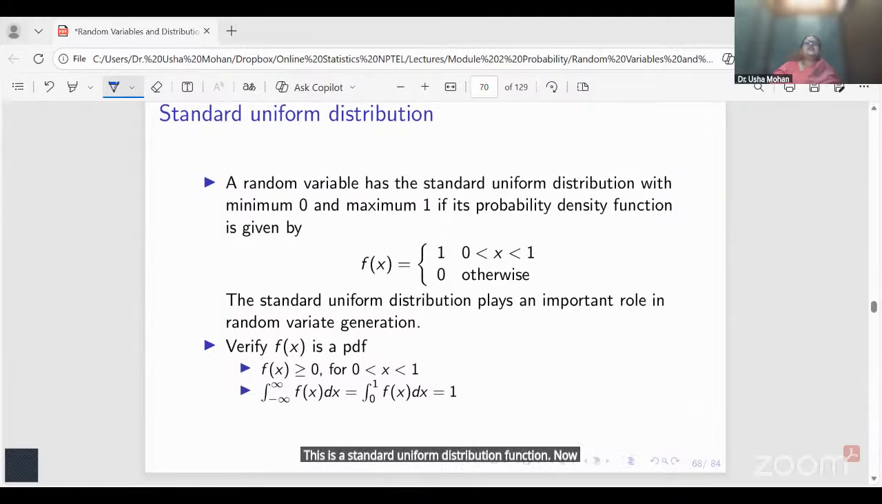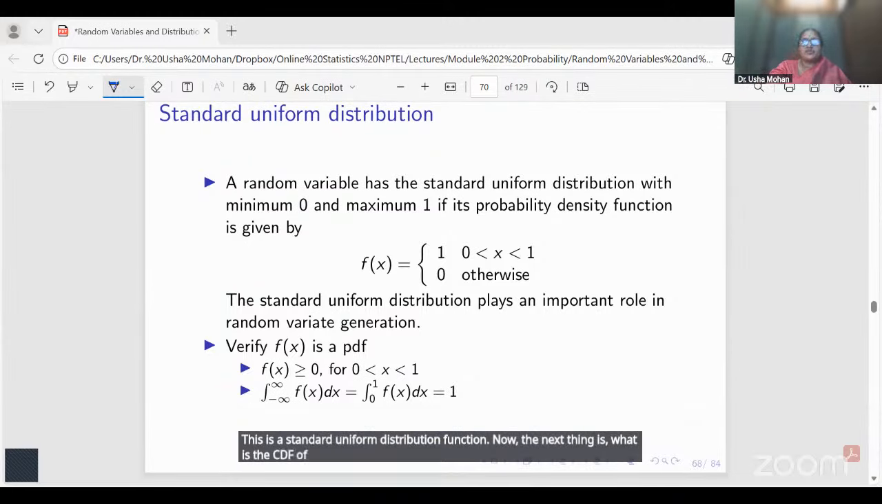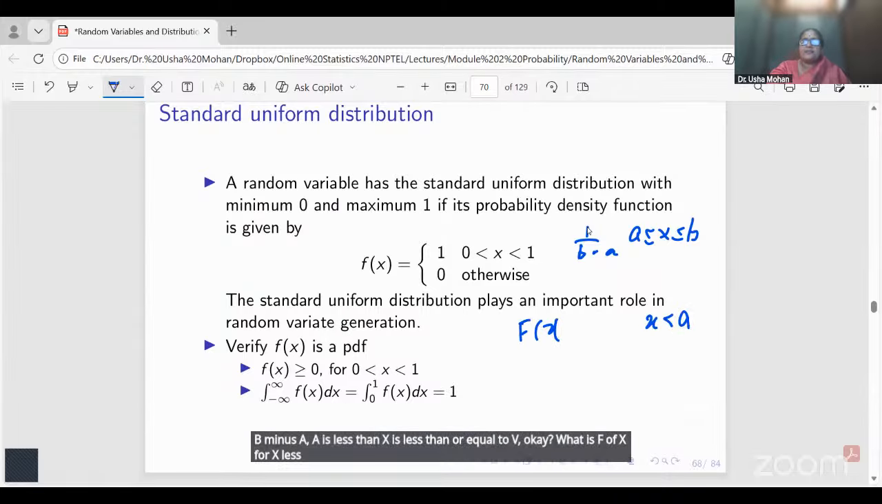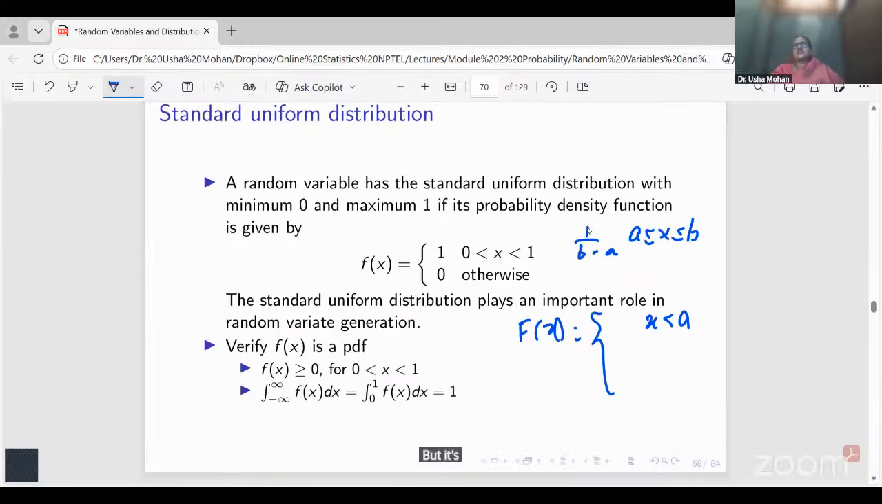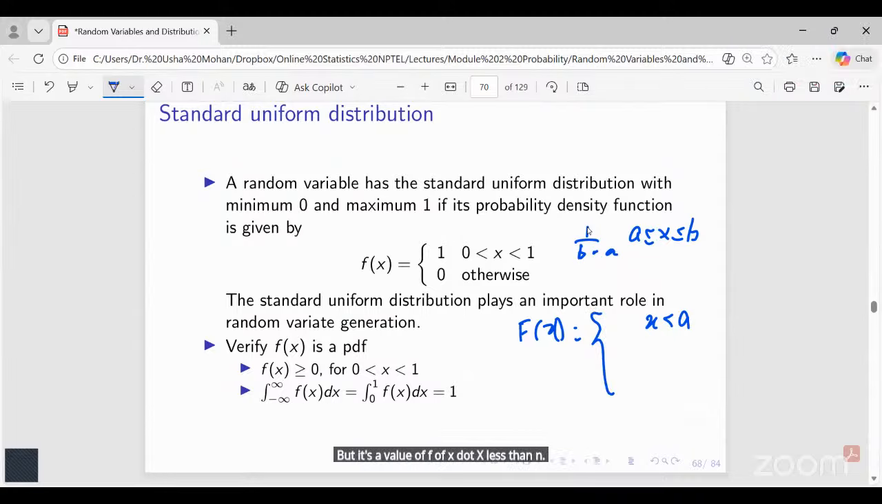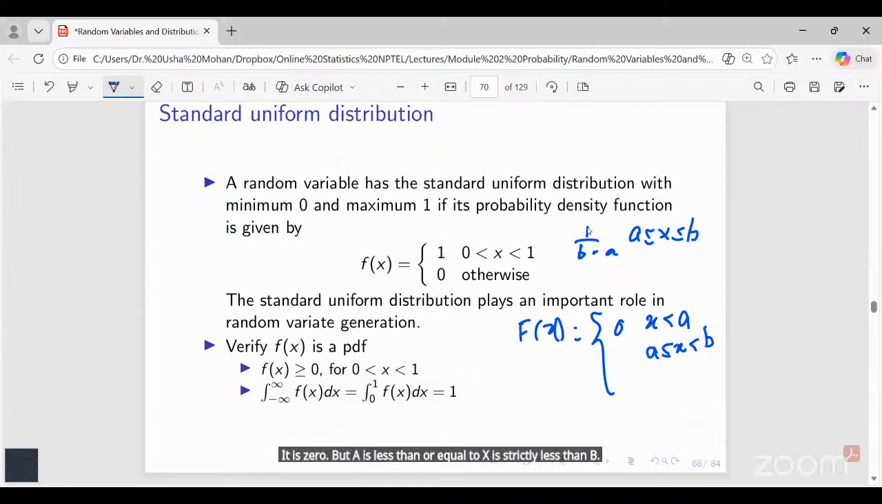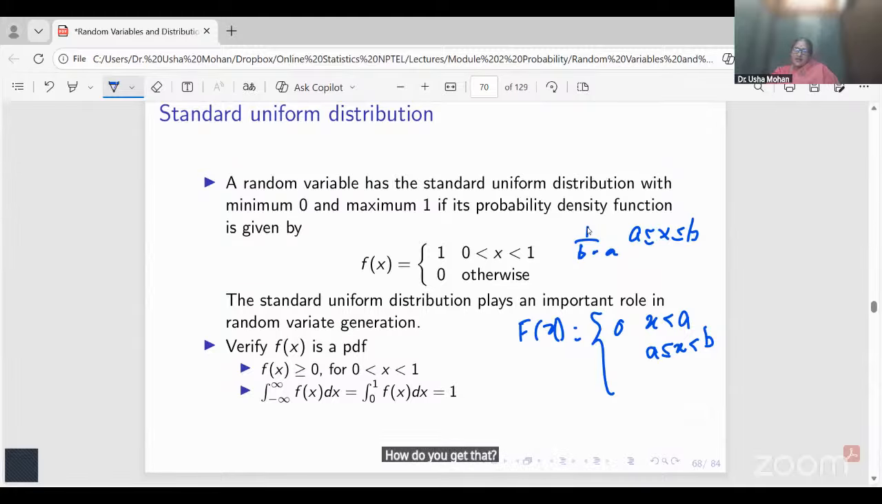Now, the next thing is, what is the CDF of a uniform distribution? Suppose I have f of x equal to 1 by b minus a for a less than x less than or equal to b. What is the CDF F of x for x less than a? What is the value of F of x for x less than a? 0. It is 0. For a less than or equal to x strictly less than b, it is x minus a by b minus a.